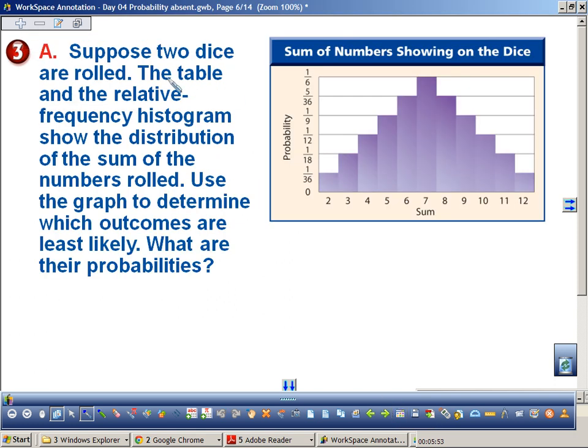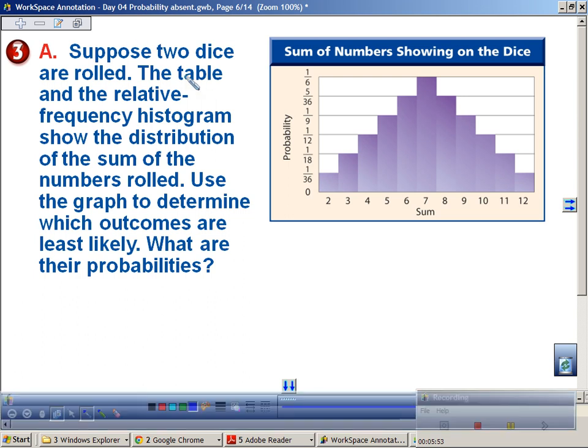Third one, suppose 2 dice are rolled. The table, these are actually nice and easy to do, so don't be scared about all these words. Okay. Suppose 2 dice are rolled. The table and the relative frequency histogram show the distribution of the sum of the numbers rolled. Use the graph to determine which outcomes are least likely. What are their probabilities? So it shows you if the sum of the dice would be snake eyes, right? 1 and 1 is 2, or 6 and 6 is 12. Those are the least likely.